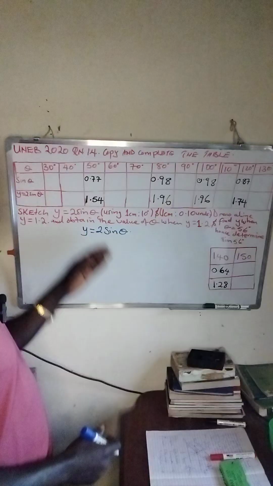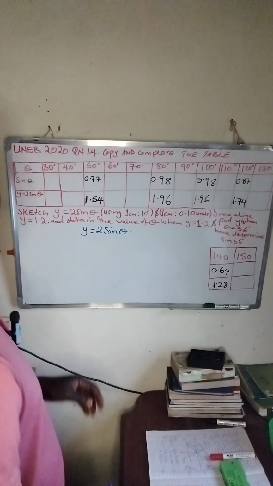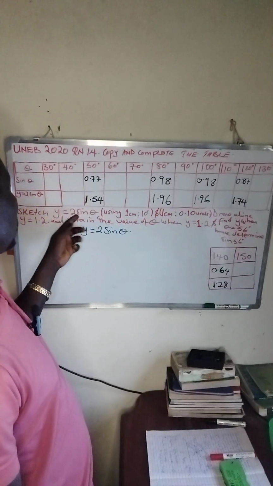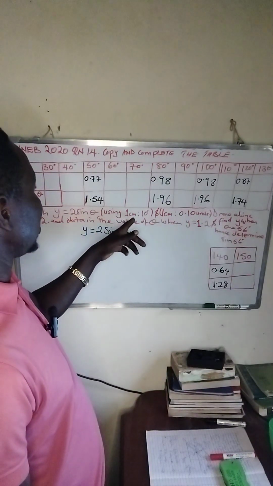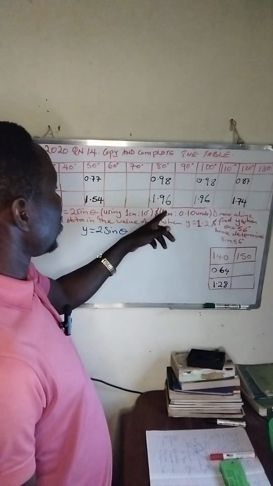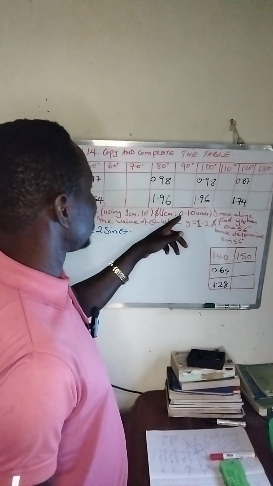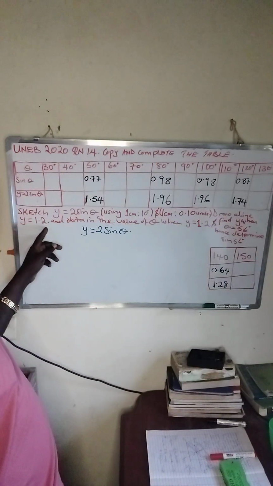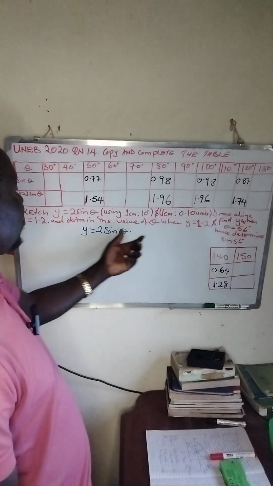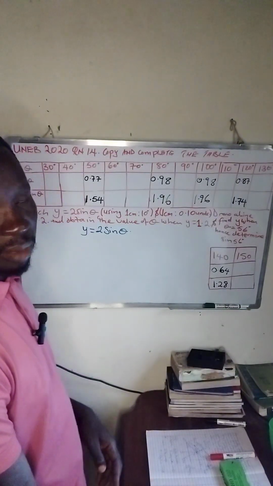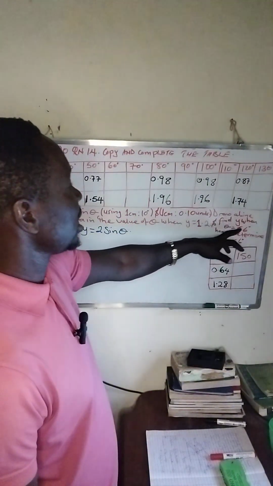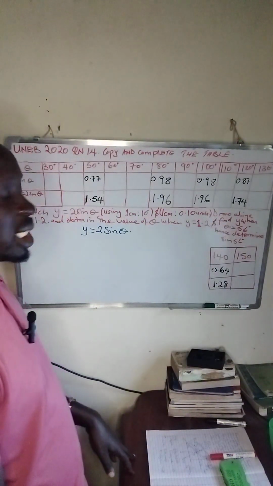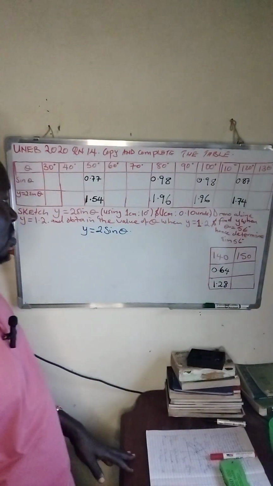And when you look at this arrangement here, they are saying you sketch this curve, which is y equals 2 sine theta, using 1 centimeter representing 10 degrees and 1 centimeter representing 0.10 units. Then draw a line y equals 1.2 and obtain the values of theta when y is equal to 1.2. And again, they are saying you find the value of y when theta is 52 and hence determine the sine of 52. Are you seeing that one?